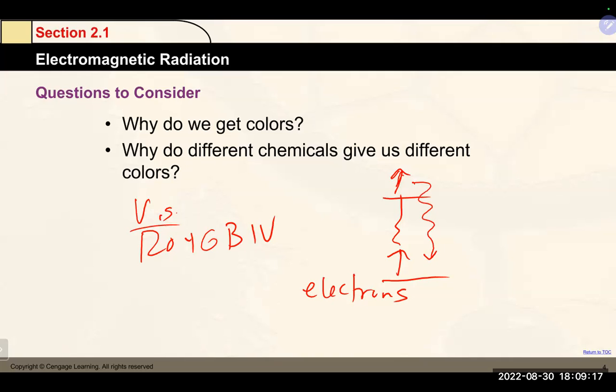The law of conservation of energy says, frankly, we can't lose that energy. It's got to go somewhere. So as they transition down, they typically give off this energy in the form of a wave that has a specific wavelength, which may correspond to somewhere in that visible part of the spectrum. And thus we do see colors.